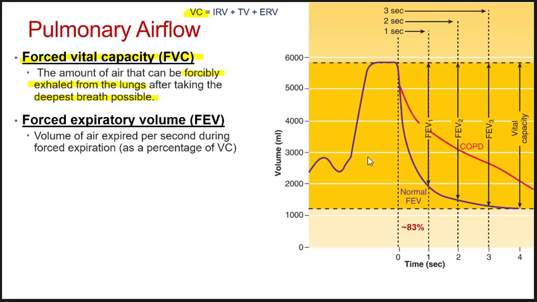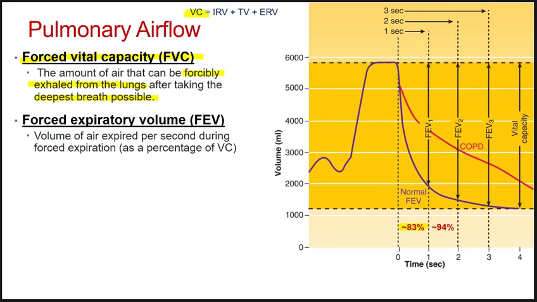So let's look at how this would look on a graph here. Here's a person breathing in, and then they're told, okay, we need you to breathe out as fast as you can and as hard as you can. And so this is showing you the expiration. And in a normal person, you can see that within the first 1 second, so we call this the FEV1, 83% of air can be exhaled. And that is considered, again, normal.